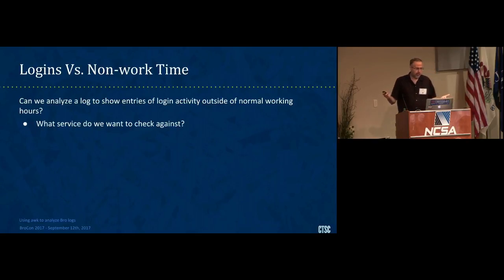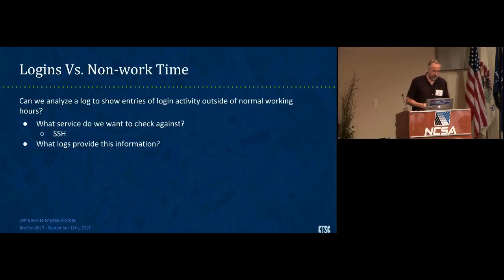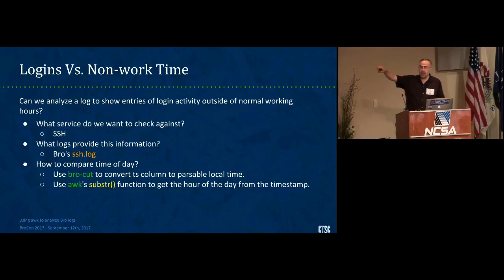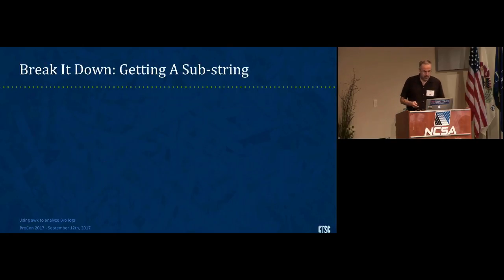So what service do we want to check against? Our favorite service, SSH, because Bro provides this nice log that consolidates all the SSH information onto one line instead of spreading it across multiple lines like in syslog. How can we compare the time of day? We can use BroCut to convert the timestamp column to a local time, and then we can use awk's substr, which stands for substring in programmer lingo, to get just the hour out of that timestamp.